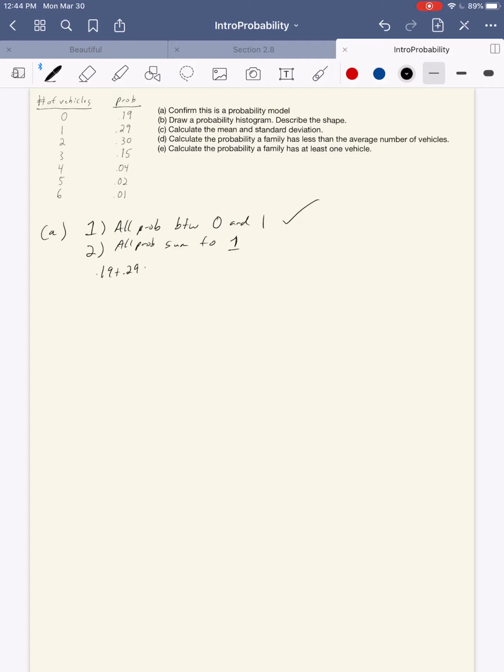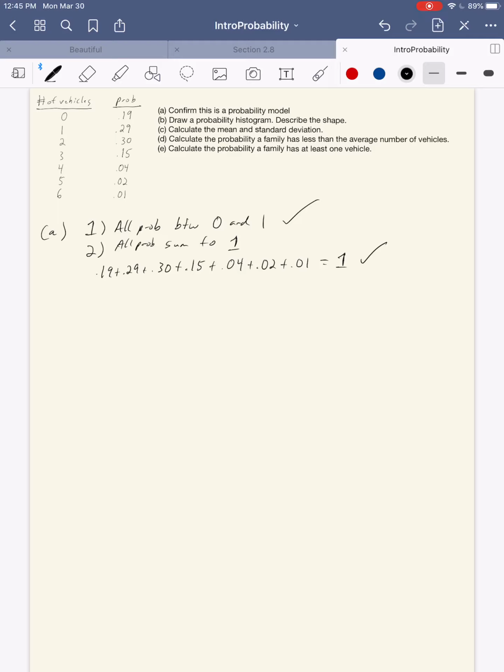0.19 plus 0.29 plus 0.30 plus 0.15 plus 0.04 plus 0.02 plus 0.01. Well, let's check that. 0.19 plus 0.29, that's 0.48. Plus 0.30, that's 0.78. Plus 0.15, that's 0.93. Then 0.97, 0.99, and 1. So that adds up to 1, and there we go. So this thing that was written down for us really is a probability model because all the probabilities are between 0 and 1, and the probabilities actually sum up to 1.